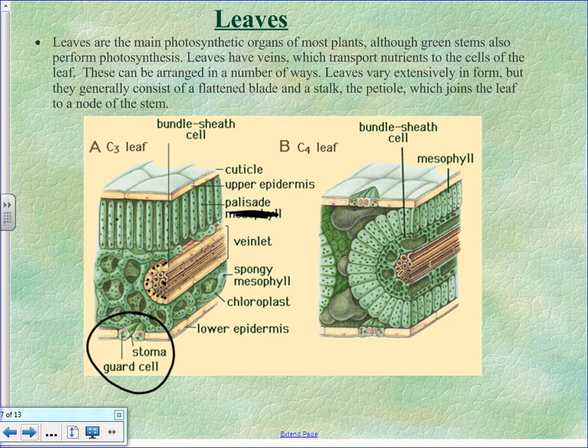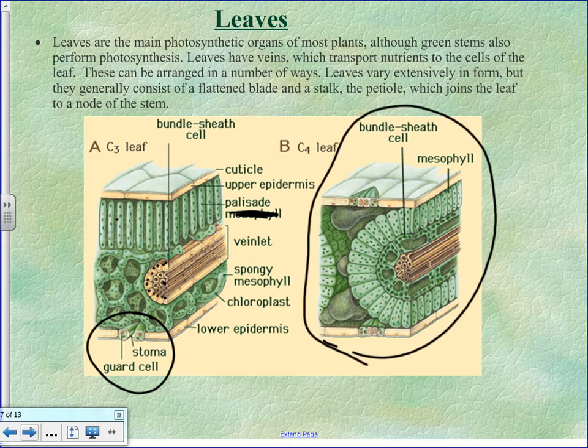Now, this diagram over here is showing a different type of leaf. This is your more common leaf called a C3 leaf. C4 or CAM leaves are usually the kind that are involved in what we call xerophytes, which are plants that live in very dry conditions.